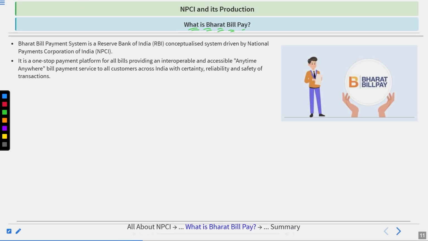What is Bharat Bill Pay? Bharat Bill Payment System is a Reserve Bank of India conceptualized system driven by the National Payments Corporation of India or NPCI. It is a one-stop payment platform for all bills, providing an interoperable and accessible anytime, anywhere bill payment service to all customers across India with certainty, reliability, and safety of transactions.